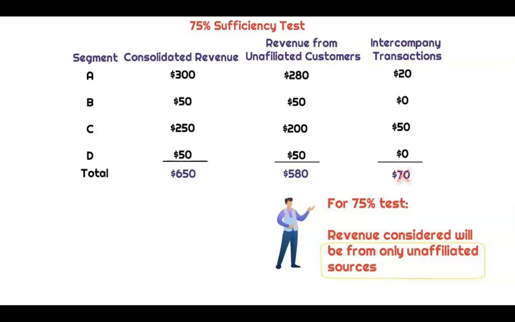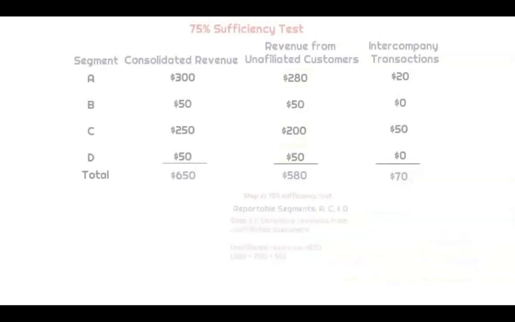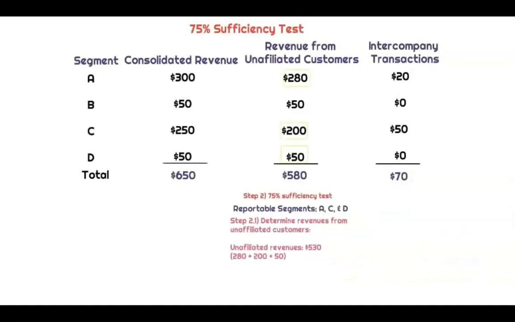Okay, so we're going to focus on revenues from reportable segments that are from unaffiliated customers. Our reportable segments are A, C, and D. Therefore, we're going to sum up 280 plus 200 plus 50. So we have total revenues from unaffiliated customers from reportable segments in the amount of $530.